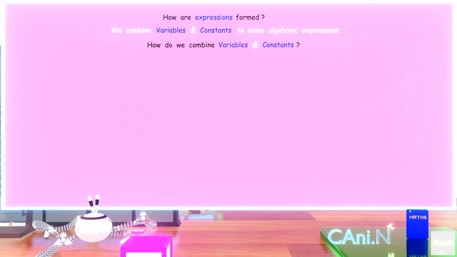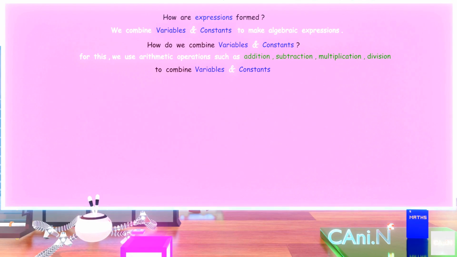How are algebraic expressions formed? We combine variables and constants to make algebraic expressions. Now, how do we combine variables and constants? We use arithmetic operations such as addition, subtraction, multiplication, and division to combine variables and constants. Example: 2x plus 4, x squared plus 3.